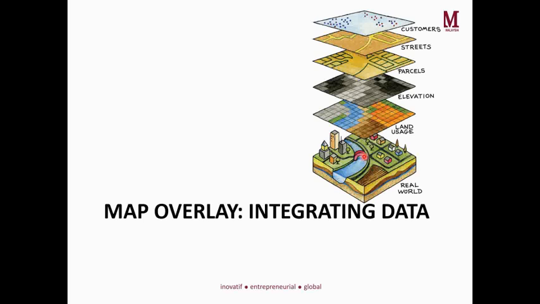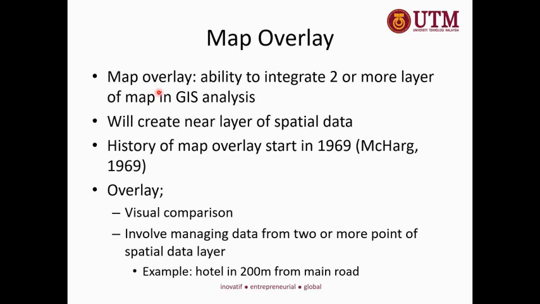of this area. So map overlay is the ability to integrate 2 or more layers of map in GIS analysis. So it will create a new layer of spatial data. Okay, basically the history is from map overlay in 1969. So overlay will give us the visual comparison. So it involves managing data from 2 or more spatial data layers.